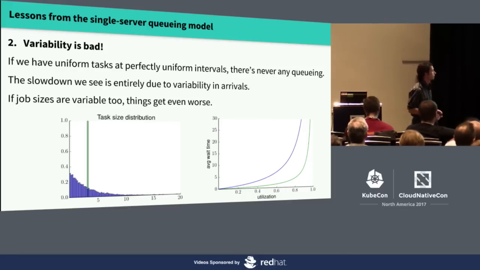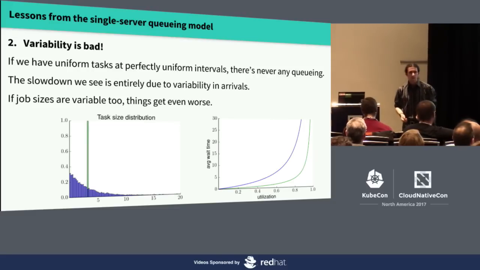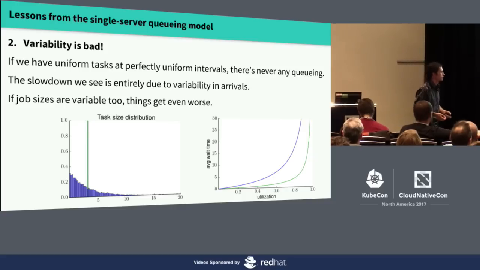Here's a little empirical experiment. We choose two distributions of task sizes. One, the green distribution, is all jobs are the same size, the model we started with. The other, the average is the same, but we choose from a long tail distribution, so job sizes are variable. You can run through a sort of similar geometric argument and see that when task sizes are variable, wait time is even worse than when task sizes are constant.